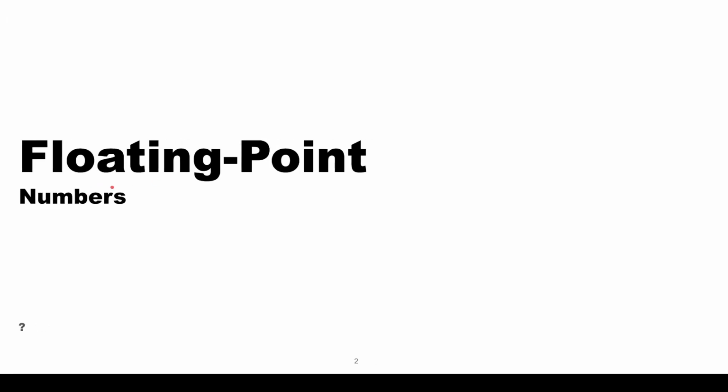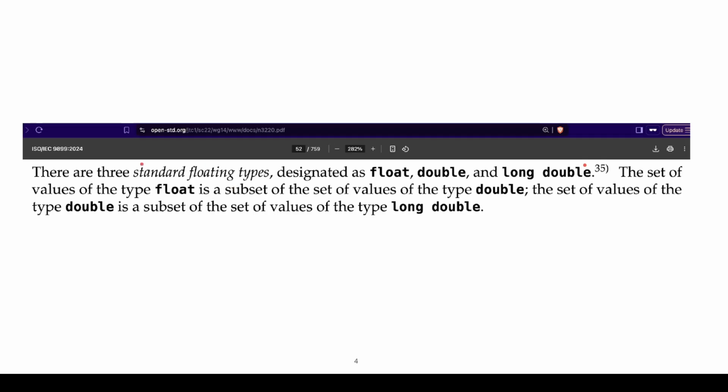So we'll be talking about the float data type in the C programming language. The three standard floating point types available in C are float, double and long double. The sizes are: size of float is 4 bytes, for double it is 8 bytes, and for long double it is 16 bytes in a typical 64-bit architecture.